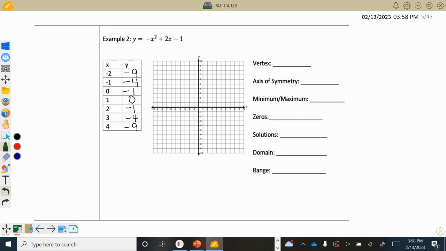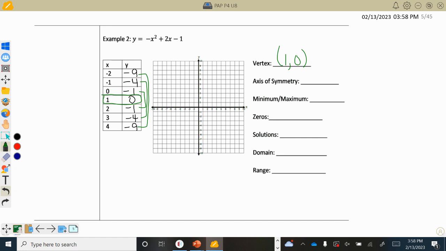So, our vertex. Our vertex is right here at 1, 0. Again, my y values repeat around it. So, I have this negative 1, negative 1. This negative 4, negative 4. This negative 9, negative 9. But that 1, 0, that's my only one like that. So that's my vertex.